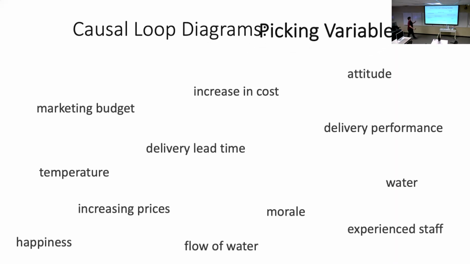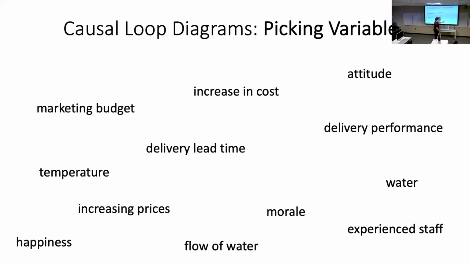Okay, so let's practice that. So here's a bunch of words I threw up here on the board. Things like marketing budget, increase in cost, attitude, deliver performance, delivery lead time, temperature, increasing prices, morale, water, experienced staff, flow of water, and happiness. And so of all of these, we want to figure out which ones we think are good variables and which ones are bad variables. So can anybody point out what they think might be either a good or a bad variable?